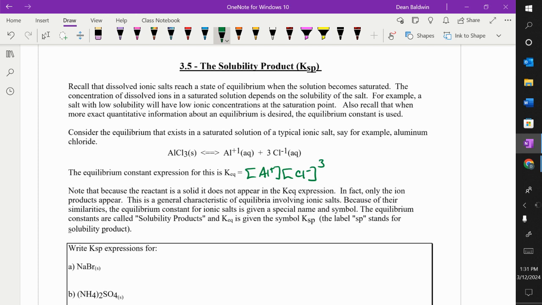Really, what this is, is the dissolving of aluminum chloride. So that's why we give it a special name. Instead of calling it KEQ, we call it KSP, the solubility product, or the solubility constant. Because really it's relating how much of it will dissolve in water, because the solid doesn't show up in the KEQ expression.